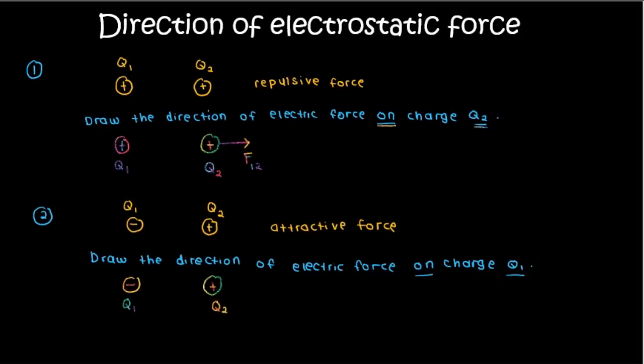As I said just now, attractive force means that the direction produced is close together, toward each other. But on what charge? On charge Q1. So the direction is on Q1 and it will move to Q2, because it is an attractive force, so they come close together. The direction is toward Q2 but on charge Q1. So how do we label it? F of 2 on charge 1.